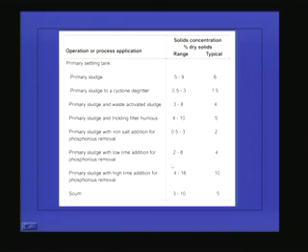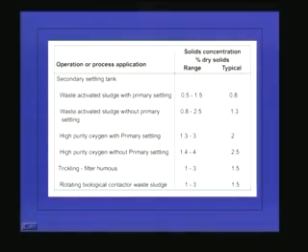The solid concentration varies from 2 to 8, and for iron salt addition for phosphorus removal, the solid concentration is 0.5 to 3. So we know the treatment unit, and we can get the corresponding solid concentration here. So we will know the mass of solids we have to destruct, and the volume of sludge.